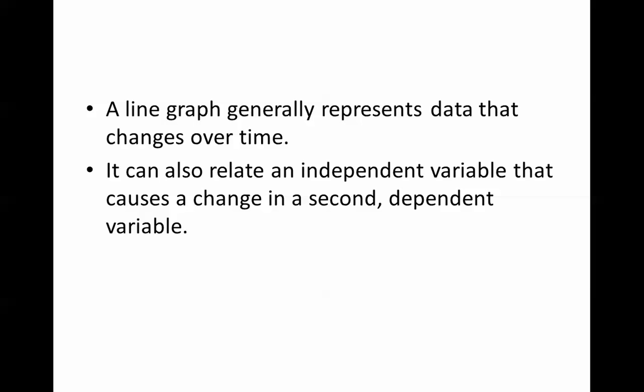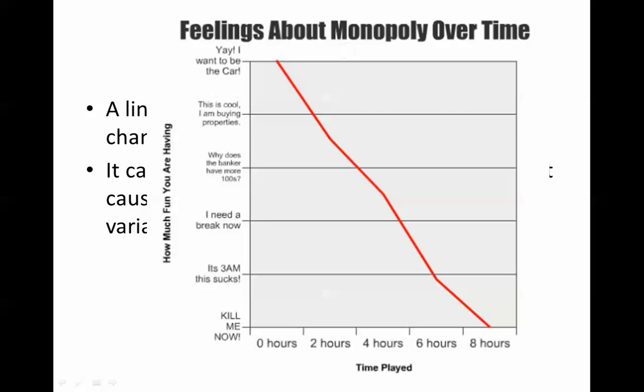Okay, a line graph generally represents data that's changing over time, but it doesn't have to be time. It can also relate some other independent variable that causes a change in a second dependent variable. Okay, so it's usually one thing that is causing a change in or affecting another. All right, so let's go ahead and look at it. I think this is a pretty good example.